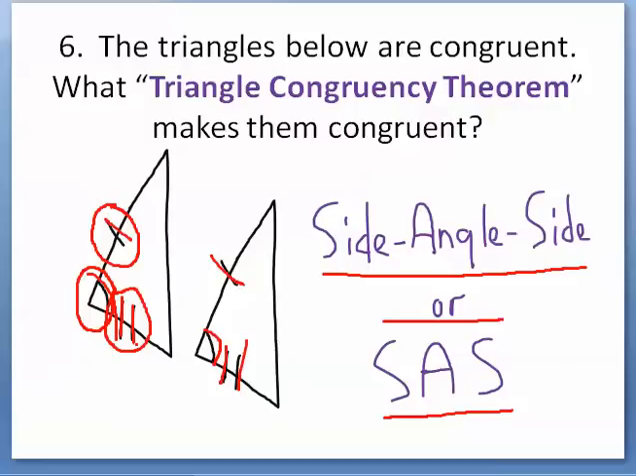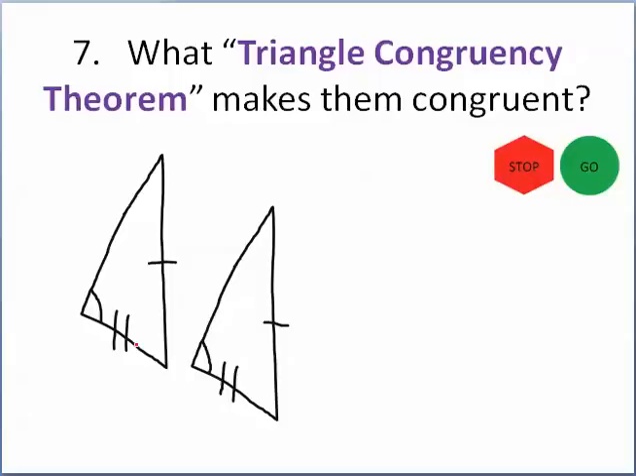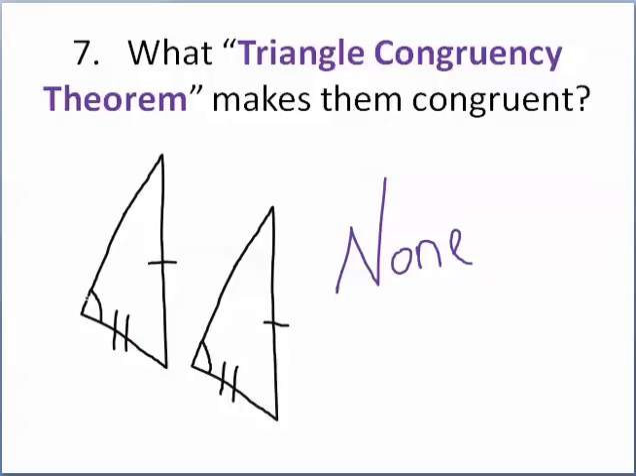Congruency means that they are the same size and shape. All right, what triangle congruency theorem makes them congruent? Click on the stop sign. None. The angle-side-side method doesn't prove congruency.